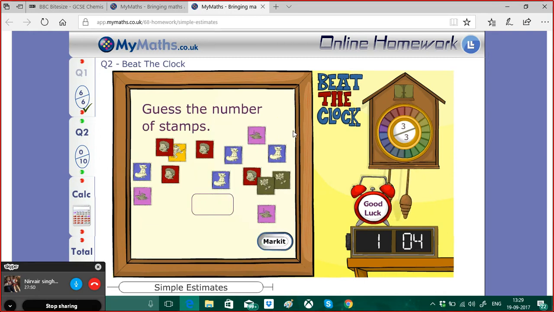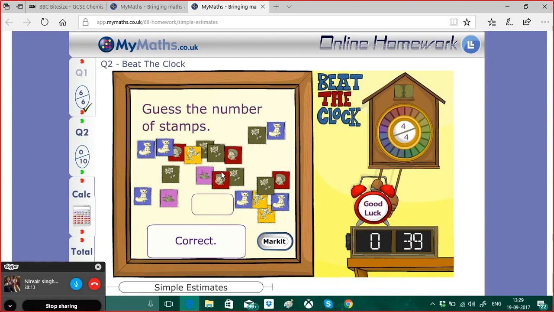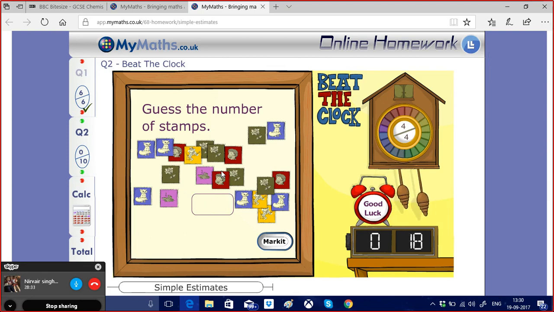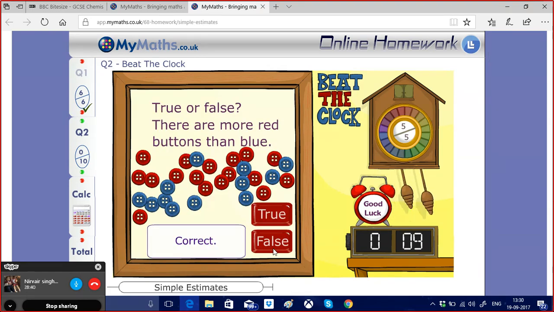Guess the number. Guess the number of stamps. How many stamps are there? 14. How much? 14. Okay. Guess the number of stamps here. 21. I said 21. 21. Okay. Next. There are more red buttons than blue buttons.